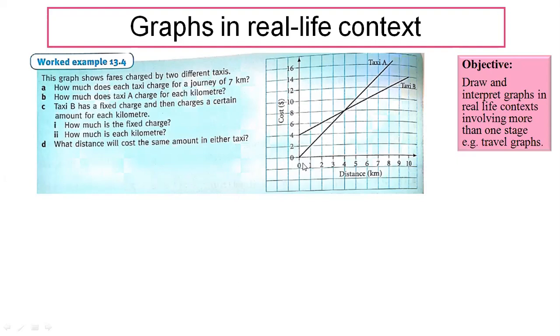That means if, for example, taxi A works for 1 kilometer, after 1 kilometer he charged, this is one, and this is taxi A. So we look at taxi A, 1 kilometer he charged $2. But taxi B, when he works 1 kilometer, he charged about $5. Now part A, they say how much each taxi, A and B, charges for a journey of 7 kilometers.